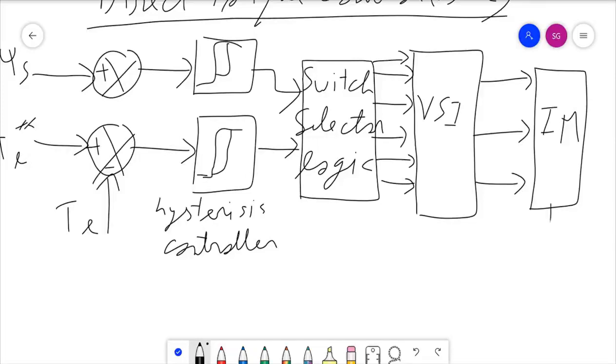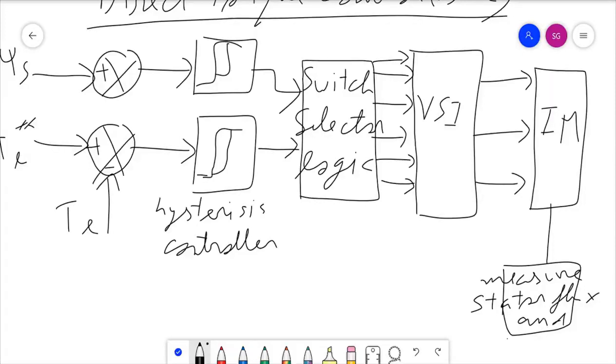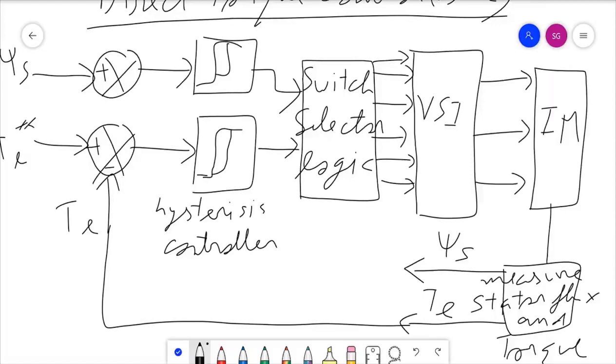And from induction motor, it is natural to measure the stator flux and torque. And assume that the speed is being measured. So this gives your stator flux linkage. This gives you the torque. So the torque signal goes to the torque comparator, and the stator flux signal goes to the stator flux comparator.